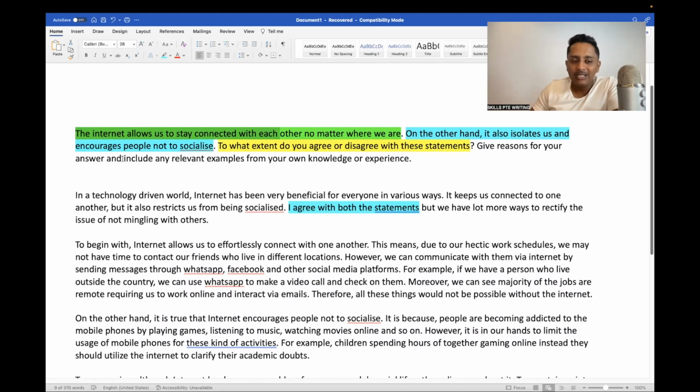Okay. In a technology driven world, internet has been very beneficial for everyone in various ways. It keeps us connected to one another, but it also restricts us from being socialized. Exceptionally written. Perfect. Very nicely written. I agree with both the statements, but we have a lot more ways to rectify the issues of not mingling. Why? Where is it asked? I may be wrong, Bindu, I don't know, but all I'm asking you is, have they asked the ways to rectify?